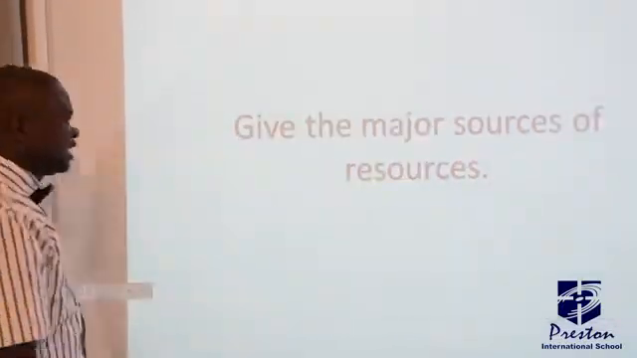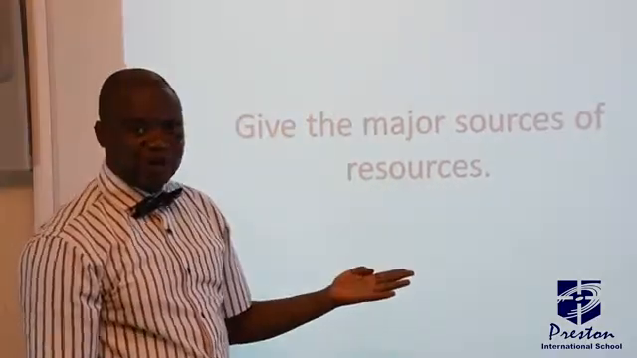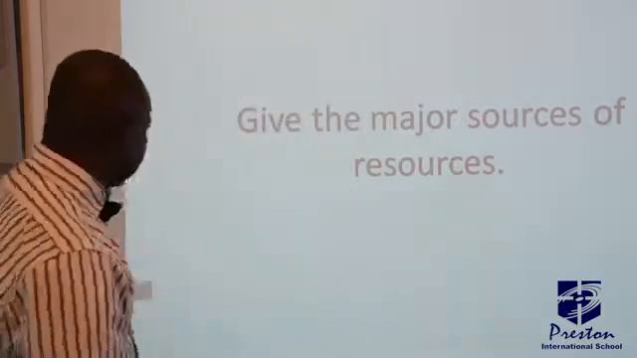As we go in this class, we want to give the major sources of these resources. There are two major, like we said. One, we can have from living resources. We can have from non-living resources. And these living resources are called biotic resources. And from non-living resources are called abiotic resources.